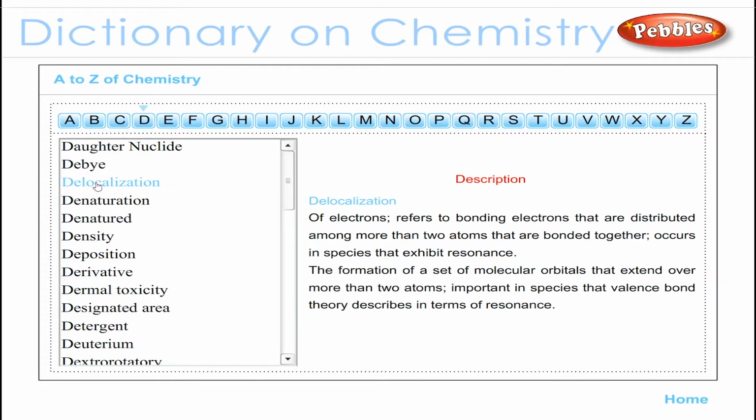Occurs in species that exhibit resonance. The formation of a set of molecular orbitals that extend over more than two atoms, important in species that valence bond theory describes in terms of resonance.